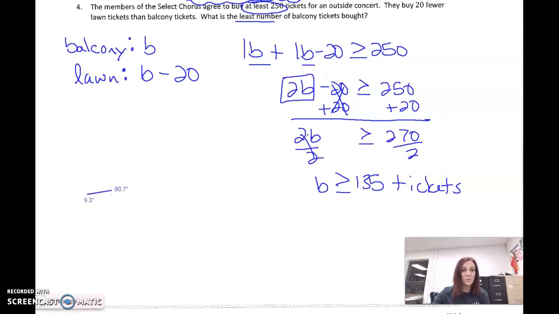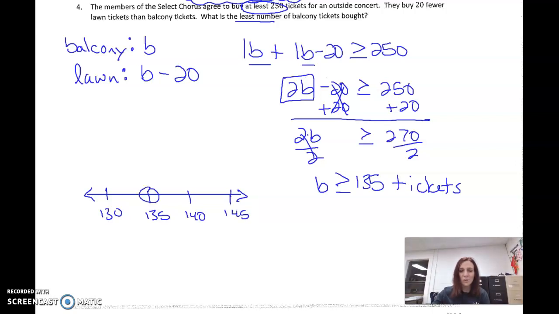To graph it real quick here. Thanks, guys, for your patience. Hopefully this helps you with your homework. Here, 130, 135, 140, 145. You can see I've used different scales. There's nothing wrong with that. Circle on the number, open or closed. Since it can be equal to, we fill it in. And we're talking about all the values greater than 135. That's these over here. So we draw an arrow.